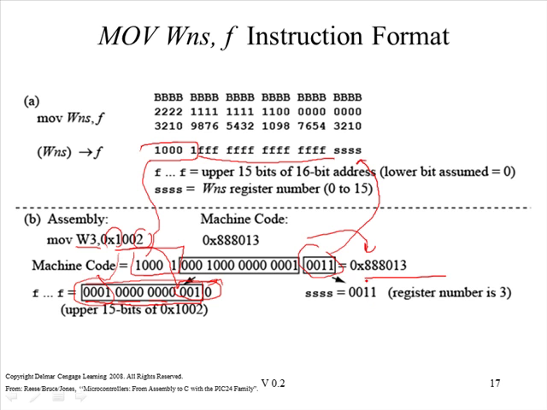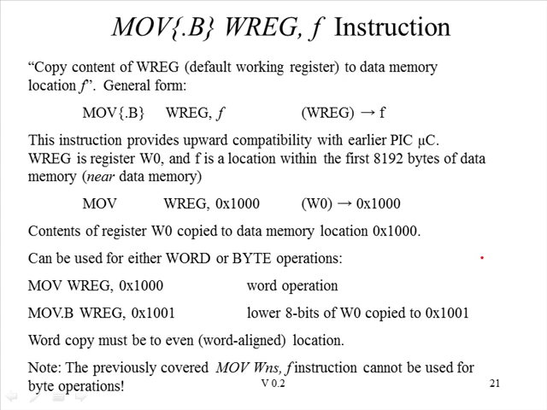So you've seen how to move words between working registers and data memory, but what about a byte? Well, we can use this particular instruction for that purpose. This instruction is read as move working register to file register. WREG is a keyword in this instruction, and it stands for register W0. This instruction actually provides upward compatibility with an earlier PIC microcontroller. It was an 8-bit microcontroller.